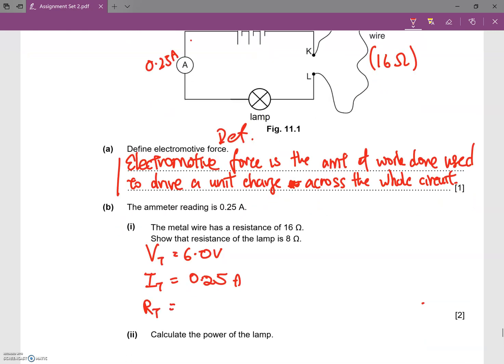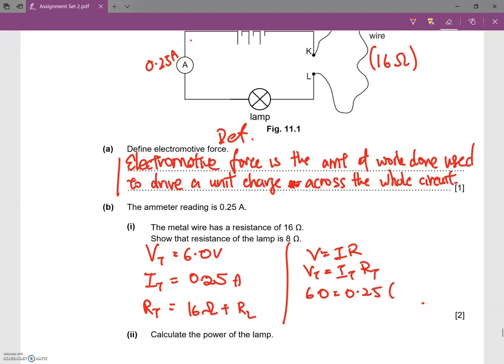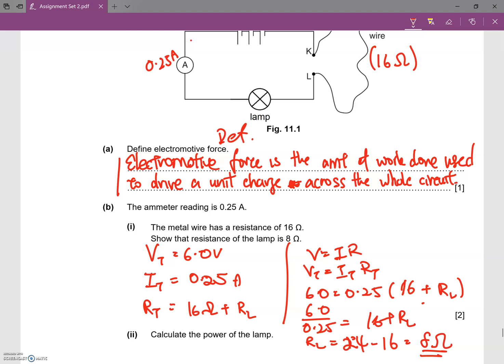I know the total resistance is 16 ohm plus the resistance of the lamp. So let's use V equals to IR. So V total equals to I total multiplied by R total. So I'm going to get 6.0 is equals to 0.25 multiplied by 16 plus RL. So I'm going to get 6.0 divided by 0.25 equals to 16 plus RL. Resistance of the lamp would then be equivalent to, this will be 24 minus 16, so I'm going to get 8 ohm. Okay, so the resistance of the lamp I've shown is 8 ohm.